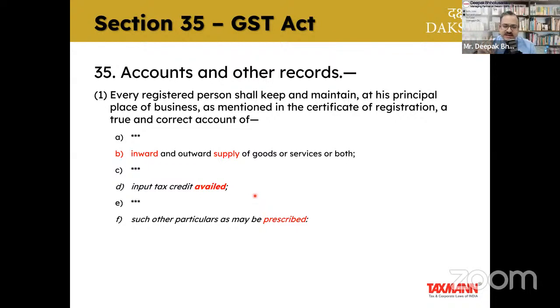But it does not tell you whether that account needs to be further segregated into exempt supplies, taxable supplies, supply from unregistered suppliers, or final registered taxable supplies. It only talks about one thing, that there should be an account in relation to inward supply of goods or services. Clause 3, Section 35(1), clause D: input tax credit availed. So basically, in simple words, an ITC account needs to be maintained in your financial books of account. Again, this is all Section 35 talks about.